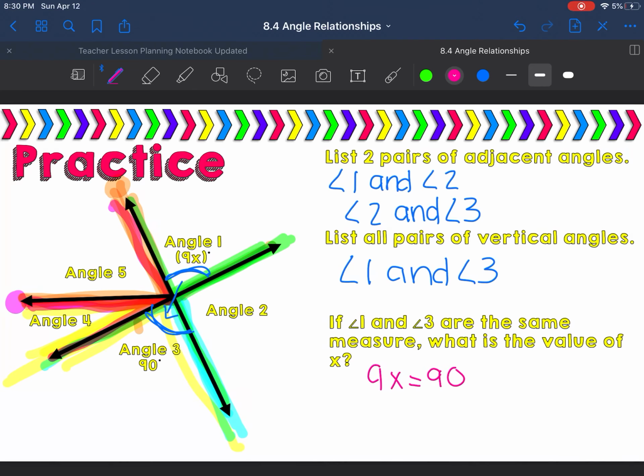So in order to find the value of x, I need to solve my one-step equation. In this problem, I'm multiplying 9 by x, so I need to do the inverse of that, which would be dividing each side by 9. 9 divided by 9 gives me 1. That leaves me with 1x, or x equals 90 divided by 9, which is 10. So the x in angle 1 is equal to 10.